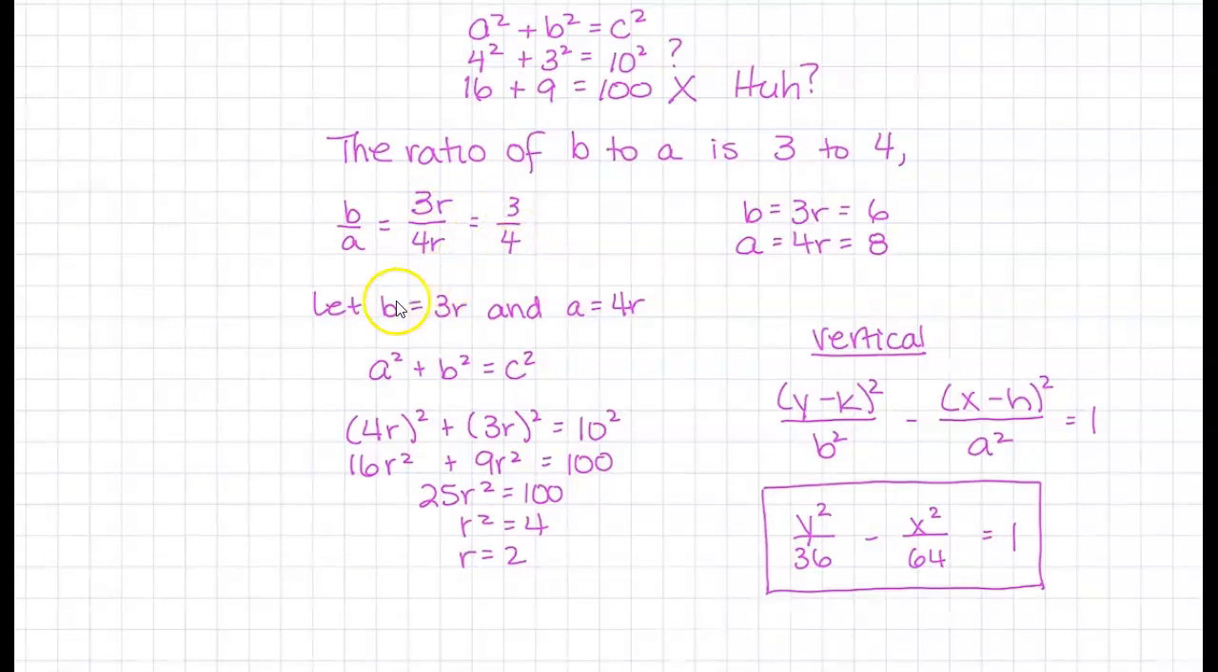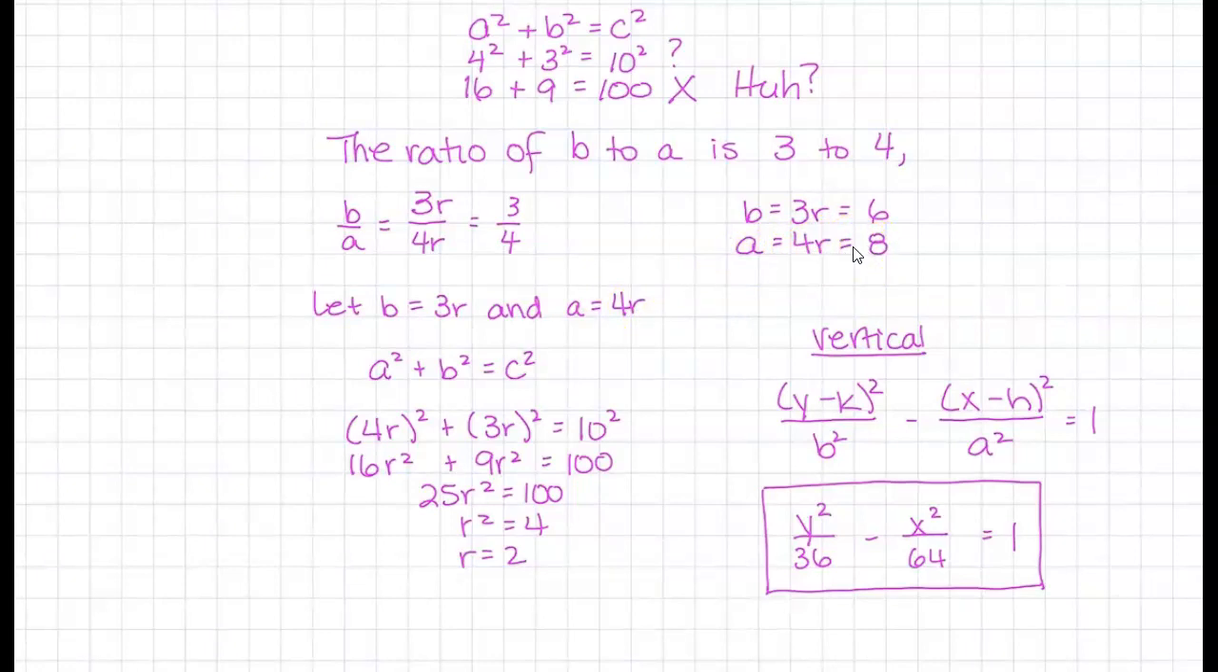So instead of thinking of b as 3, think of b as 3r, and then a as 4r, and then plug into the equation a squared plus b squared equals c squared. When you work it out, you're going to find the value for r as 2, and then you can find what b and a are. So we let b equal 3r, and if r is 2, now we know b is 6. And then we let a equal 4r, and if r is 2, now we know that a is 8.